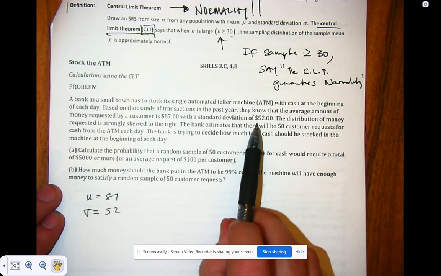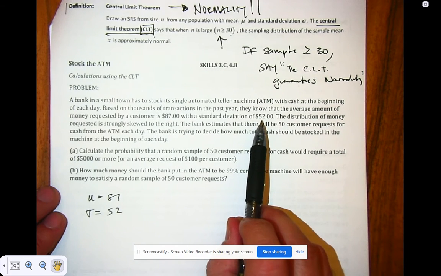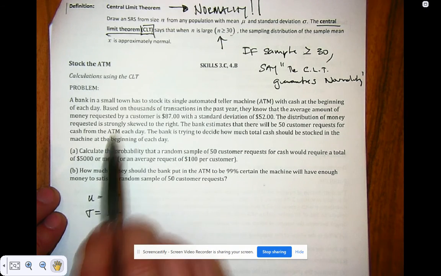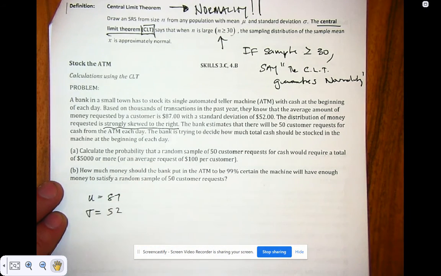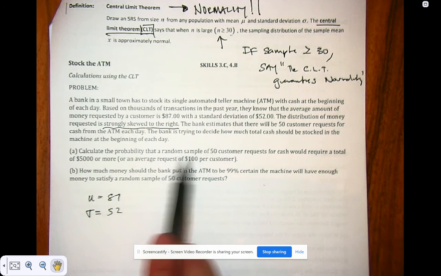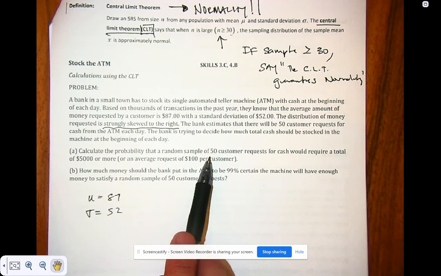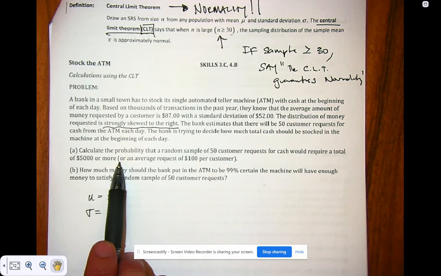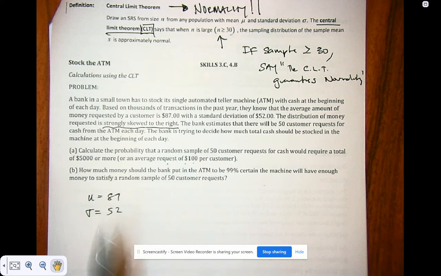Whoa. So that's pretty variable, right? People take out a lot more than 87, a lot less. Then it says the distribution of money requested is strongly skewed to the right. The bank estimates that there will be 50 customer requests for cash at the ATM each day. It's trying to decide how much total cash should be stocked in the machine at the beginning of each day. All right, so we want to calculate the probability that a random sample of 50 customers would require a total of 5,000 or more, which is an average request of 100 per customer.